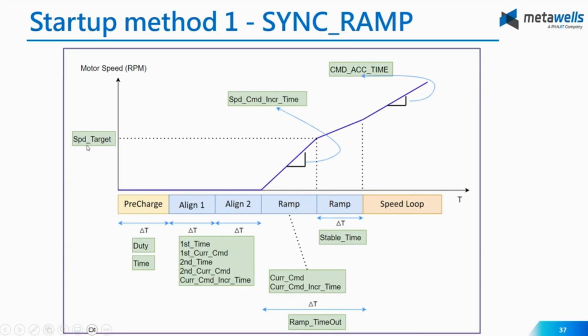Speed target is the speed point to switch into closed loop. So this parameter is very important. After ramp, the state switches to speed loop. So speed loop is a closed loop control. The state machine, we call it the run state.